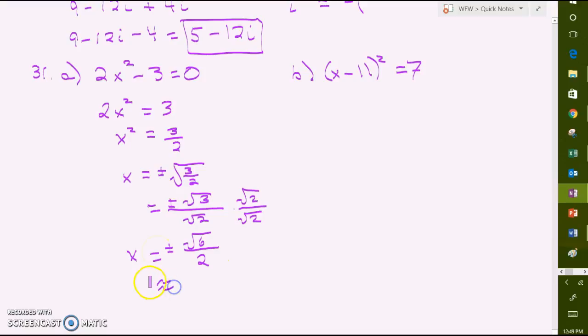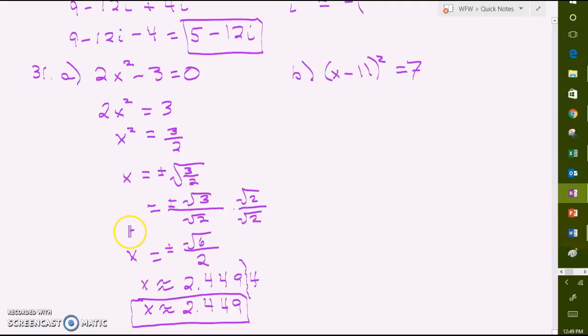x is approximately equal to 2.4494. I'm going to write it out to 4 decimal places so we know how to round. Okay, so to the right of the line I just drew is a 4. That's less than 5, so that means we don't round up. And so to 3 decimal places, x is approximately equal to 2.449 and exactly equal to square root of 6 over 2.